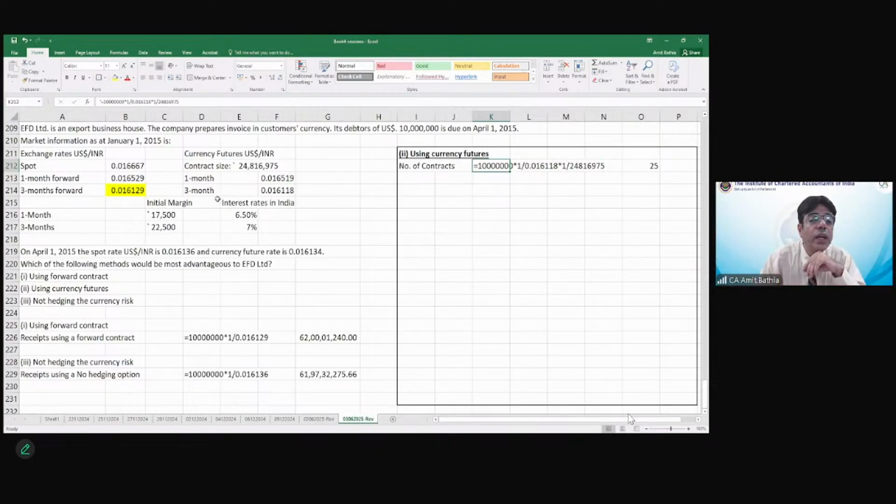At the 3-month forward rate. Now, I mentioned there is one important change between the two questions, so please have a look at this aspect which I want to draw your attention to. April 1, 2015. What is the date today? January 1, 2015. So precisely 3 months later, it will be April 1, 2015, which is matching with my due date. So I have a 3-month currency future available with me.